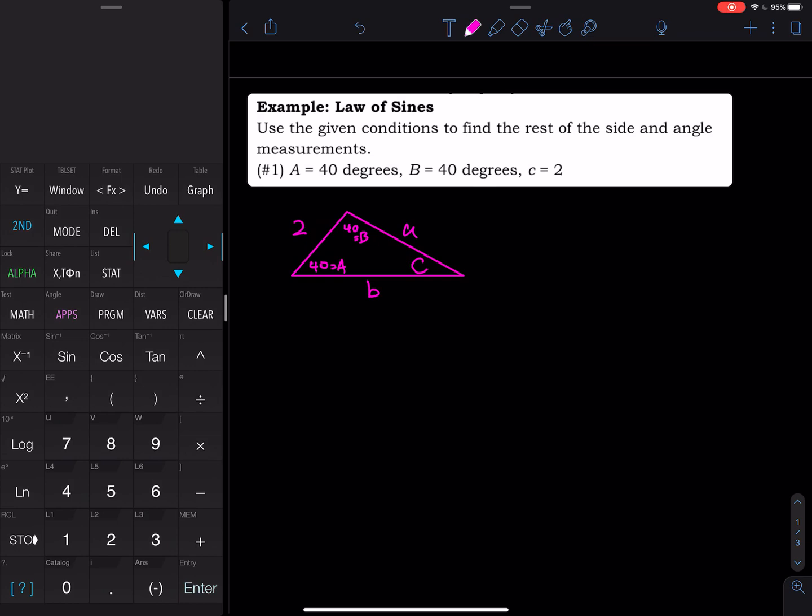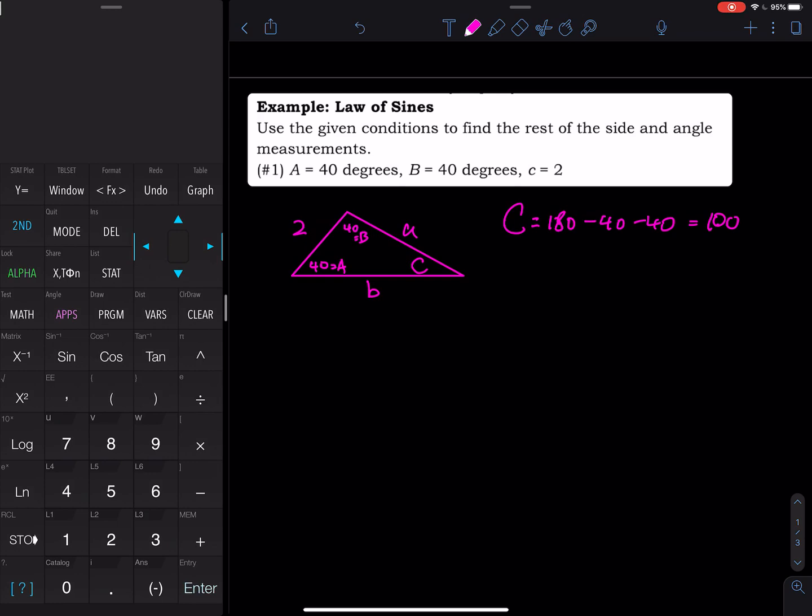So what is the sum of 3 interior angles of any triangle? So triangle, right? Tri means we have 3 interior angles. What is the sum? The sum of the 3 interior angles is 180 degrees. So that means 40 plus 40 plus C must equal 180 degrees. So since we know 2 of the angles, then angle C is equal to 180 minus 40 minus 40. So that is equal to 100. So C is equal to 100 degrees. And then we are going to use the law of sines to find the rest of the measurements.